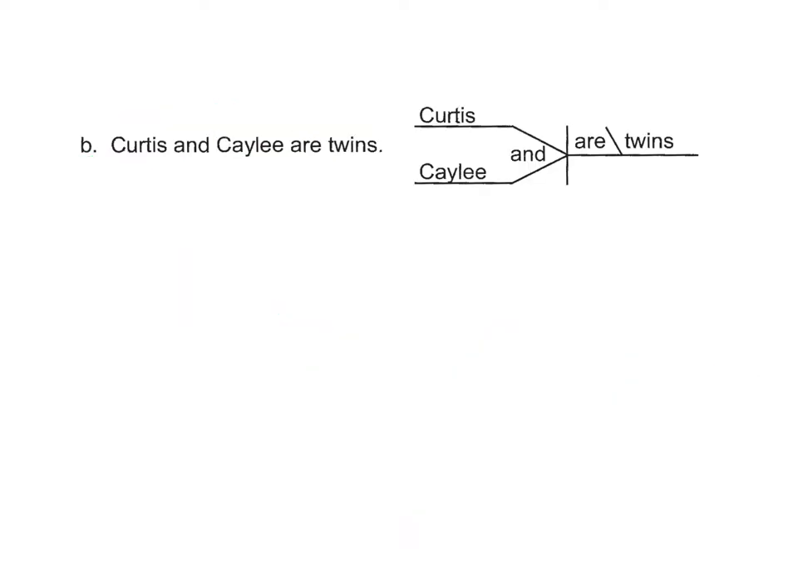And 1B, Curtis and Kaylee are twins. Who or what is this about? Curtis, Kaylee, simple subject sub 1, simple subject sub 2. Are is our simple predicate. It's a linking verb, and so with a linking verb, that means we're either going to have a predicate nominative or predicate adjective. In this case, we have predicate nominative because twins renames Curtis and Kaylee.